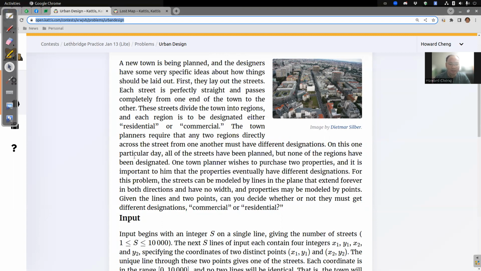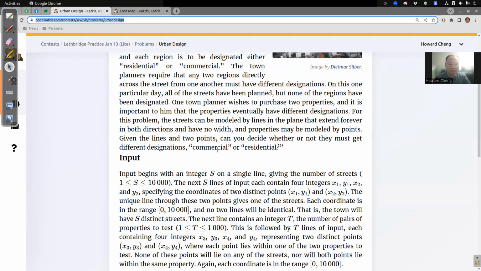On this one particular day, all the streets have been planned, but none of the regions have been designated. One town planner wishes to purchase two properties, and it is important to him that the properties eventually have different destinations. For this problem, the streets can be modeled by lines in the plane that extend forever in both directions at no width, and properties may be modeled by points. Given the lines and 2 points, can you decide whether or not they must get different destinations, commercial or residential?